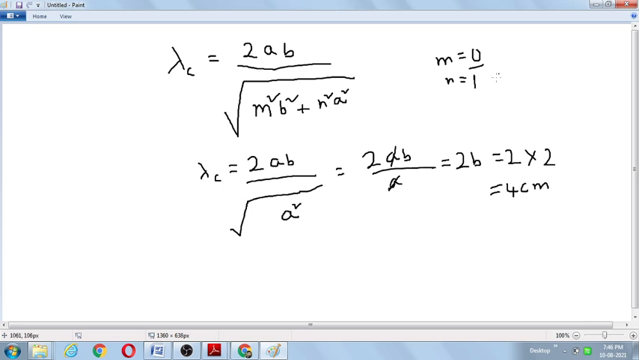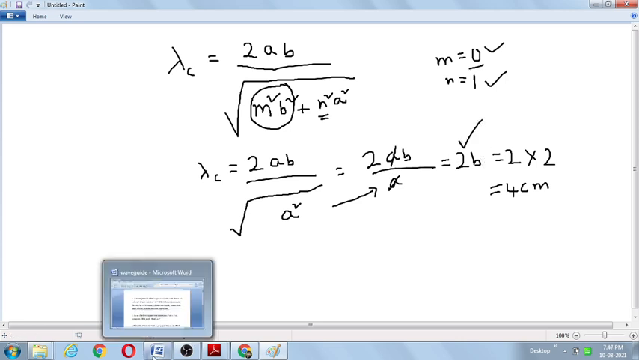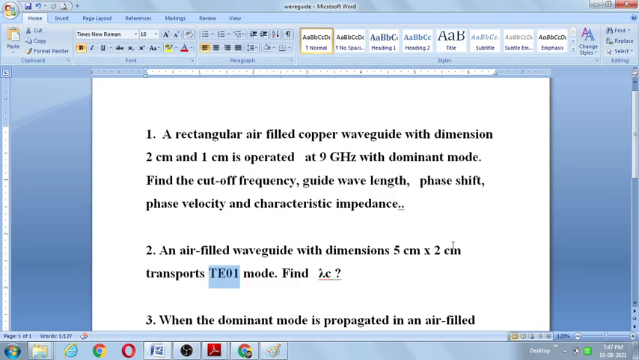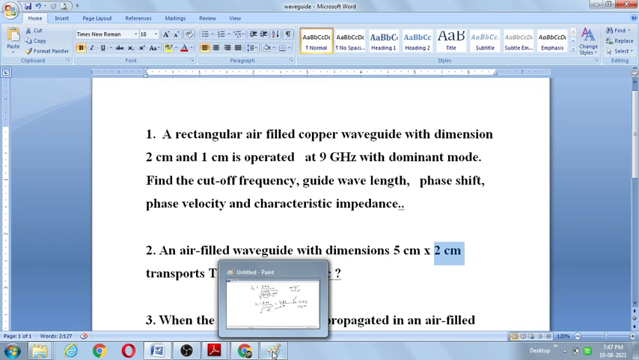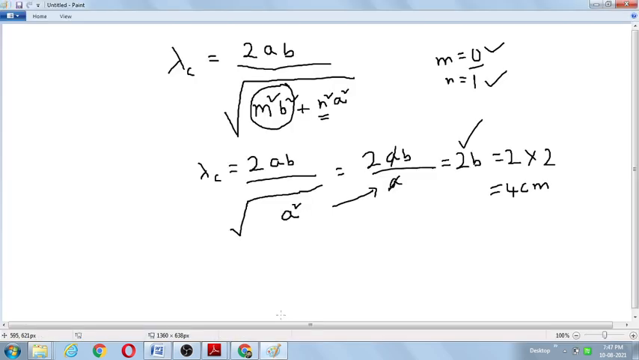Here m is equal to 0 and n is equal to 1 values are substituted. So this term becomes 0, and here n is equal to 1, so 1 into a square is equal to a square. Square root of a square is equal to a. So 2ab by a cancels, we get 2b. According to the given problem, small b is equal to 2 centimeters. So 2 into 2 is equal to 4 centimeters.